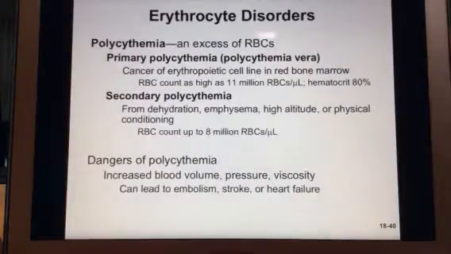Some disorders for red blood cells. An excess of red blood cells is polycythemia, and you could have cancer of those cells. It would be not a full mature cell, but the erythropoietic cell, the cell that was maturing into the erythrocyte. So you could potentially have a cancer of those cells in the red blood or in the bone marrow. This could lead to increased blood volume, which would then, of course, lead to increased blood pressure, and could lead to an embolism or stroke or heart failure.